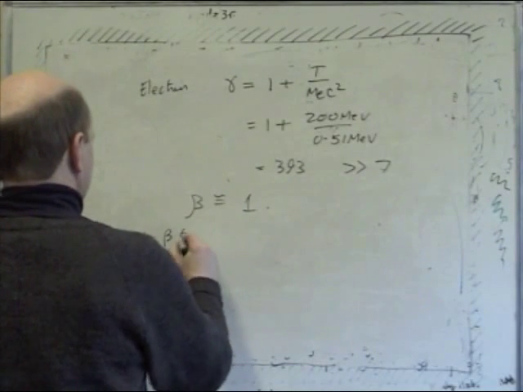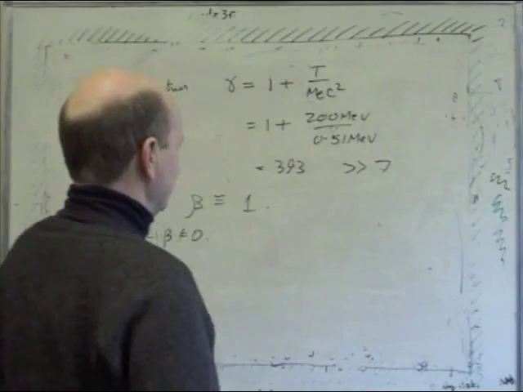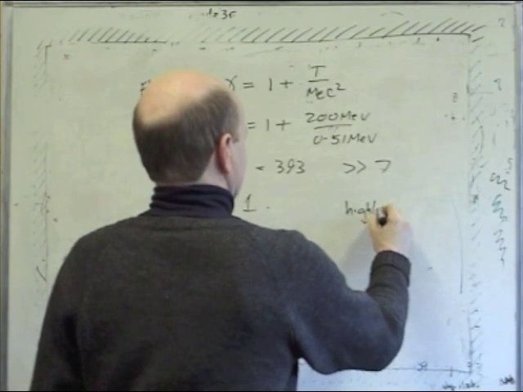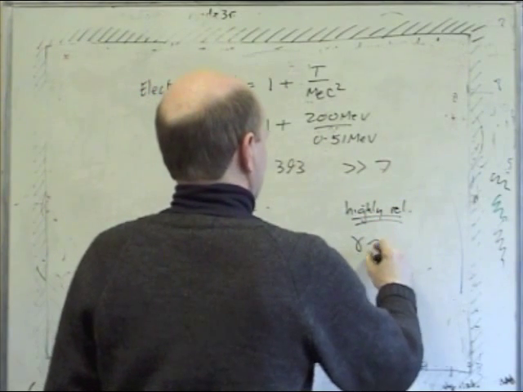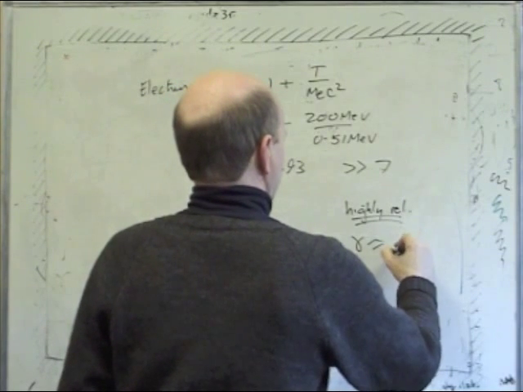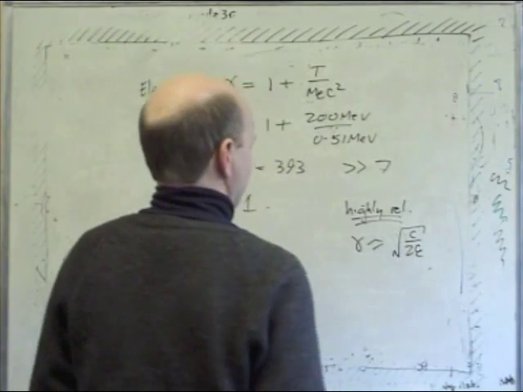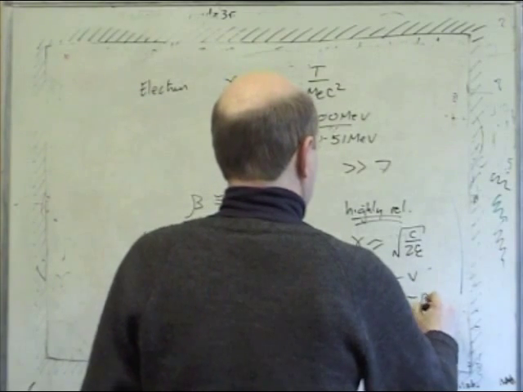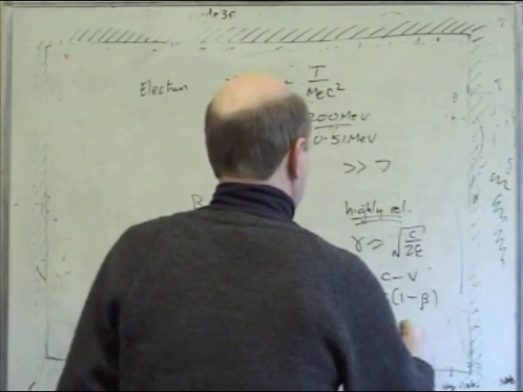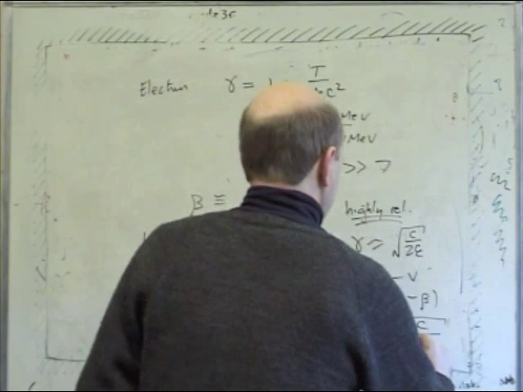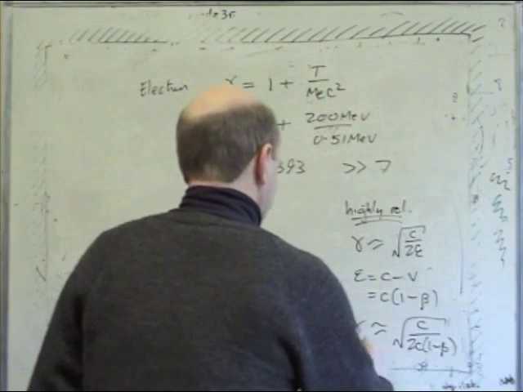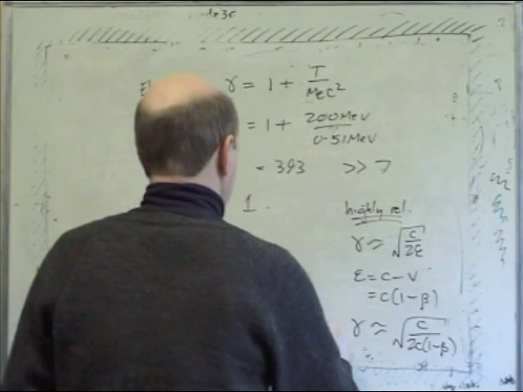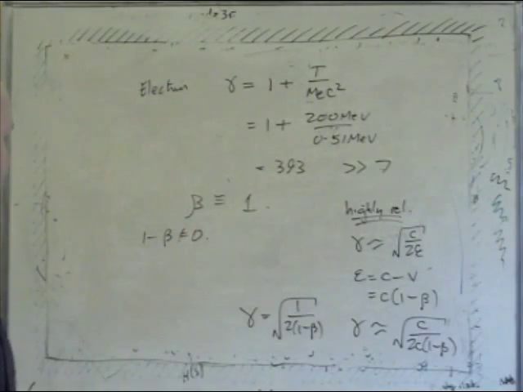Now 1 minus beta is not equal to 0, as I said before. You can calculate 1 minus beta 2 ways. You might remember in the lecture course I showed you that for highly relativistic particles, gamma is approximately the square root of c upon 2 epsilon. Now epsilon is the difference between the speed of light and the velocity of the particle, which equals c times 1 minus beta. And so gamma is approximately the square root of c over 2 c times 1 minus beta, so gamma equals the square root of 1 upon 2 times 1 minus beta. And you know what gamma is, so you can plug into that formula to get 1 minus beta.